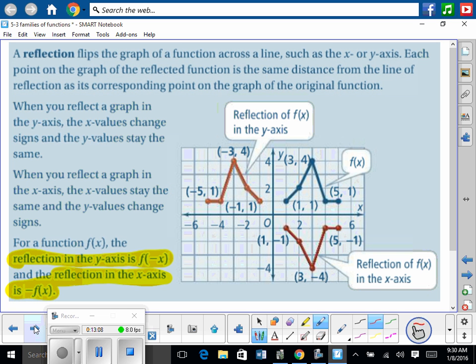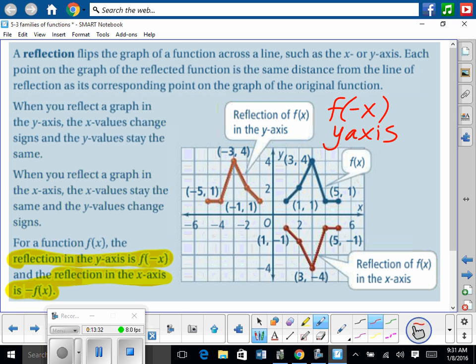Now how you know if it's a reflection over the y-axis is if you have f of negative x. So instead of an x, if you plug in negative x into your function, whatever you get out would be a reflection over the y-axis. So let me write that down.